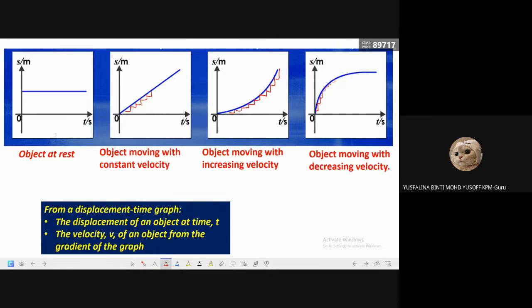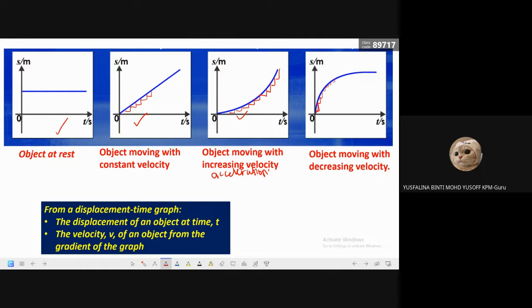So this one is object at rest. This one is constant velocity because the size of the triangle is the same. And this one is increasing velocity because the size of the triangle is increasing. So increasing velocity, or we can say acceleration. And this is the fourth type of graph, the number 4 type of graph.